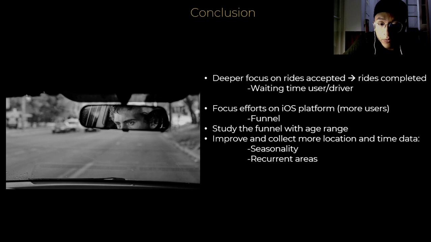Another improvement to make is to connect the age range data with the funnel data to understand which users are more consistent from downloading the app until completing a ride. So these are going to be our target customers. As a final point, I suggest improving the dataset by collecting more time and location data to try to predict seasonality and recurrent areas to adjust our pricing model better.